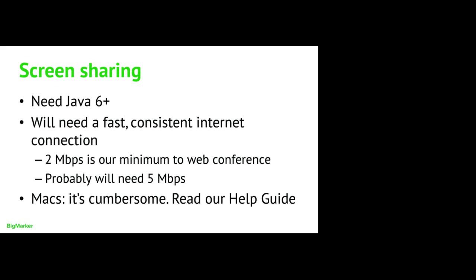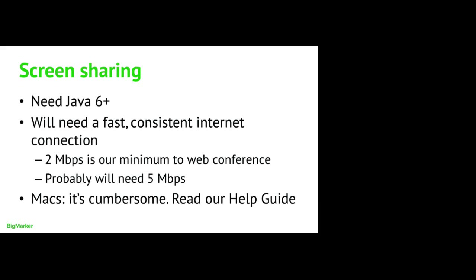You will need a fast, consistent internet connection. Our minimum to do video conferencing on Big Marker is 2 megabytes per second download, with 0.5 megabytes per second upload. That's just our minimum, to actually join the room, watch somebody talk, listen to somebody talk, and talk back. That is not to be able to do all the forms and functions. That's just the bare minimum to get into the room.